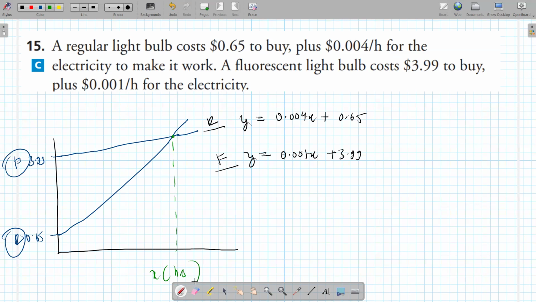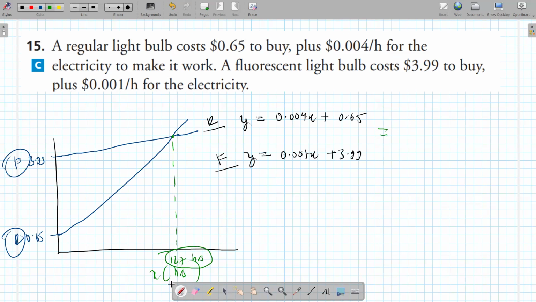You want to find where they intersect, right? Because at that point, it doesn't matter. So you set these 2 equal to each other. It'll be 0.003x equals 3.99 minus 0.65, so x is 3.34 divided by 0.003. So that number there is 127 hours.